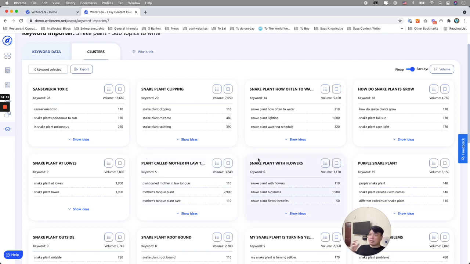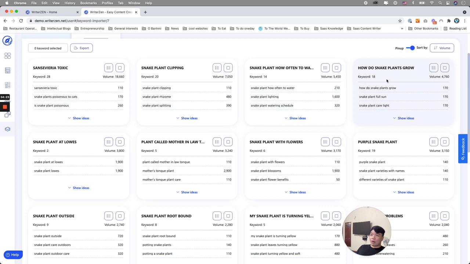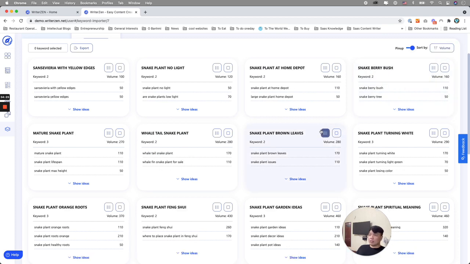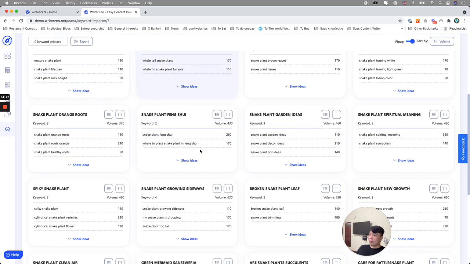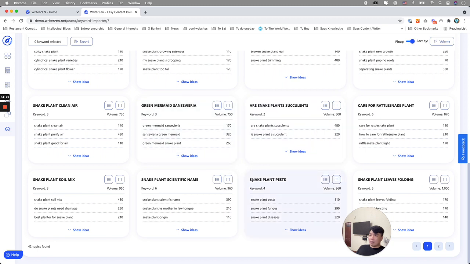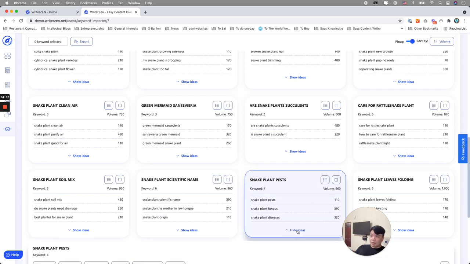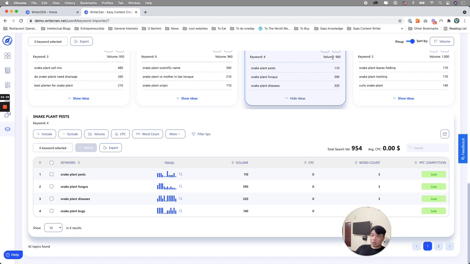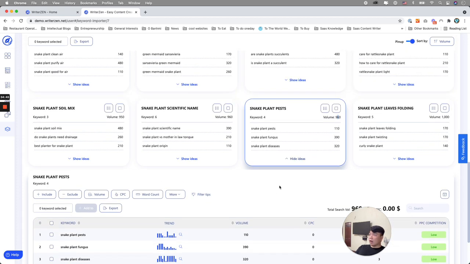So similar to that, you then look for the one. What I'll usually do is I look for volume from bottom up, and I will scan somewhere in the middle, and you will have topics that you can write about right away that earn you easy. Like for example, snake plant pest, fungus disease. So this one total volume is 960. It has only 4 keywords, so you can save that and put them together, right?